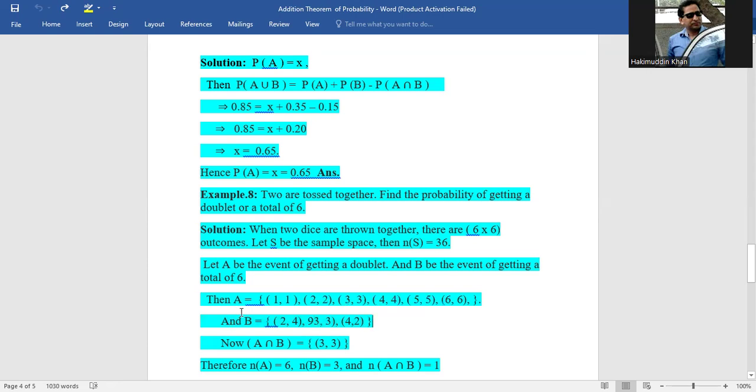So now A intersection B, what become? Again use ordinary set theory here. A intersection B. तो A क्या है? (1,1), (2,2), (3,3), (4,4), (5,5), (6,6). और B क्या है? (2,4), (3,3), (4,2). Then A intersection B become (3,3). Okay. So therefore, N of A is equal to 6.